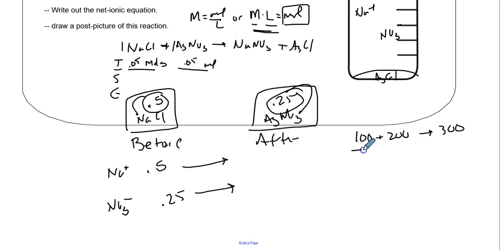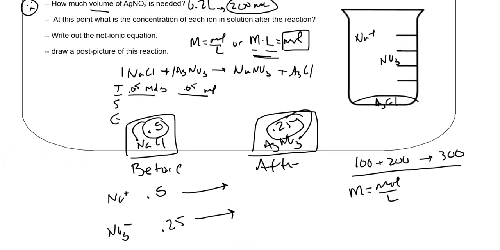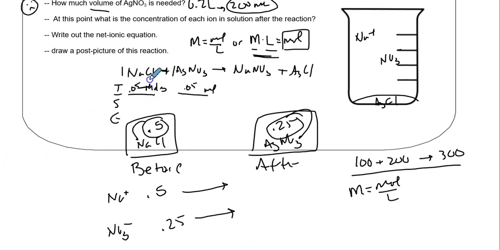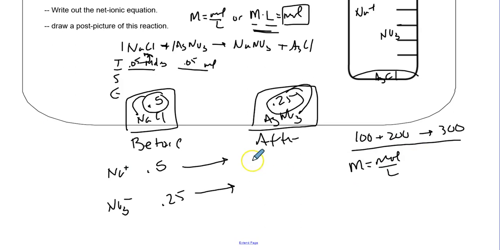So to do this problem, you could do it a couple ways. You could simply use molarity equals moles per liter, and that's easy enough. I'll do that with the Na. My moles originally is 0.05. That's how many chlorides or sodiums I have, both 0.05. So 0.05 divided by 0.3 liters is my concentration. Same moles, new volume. 0.05 divided by 0.3 equals 0.166 moles per liter.